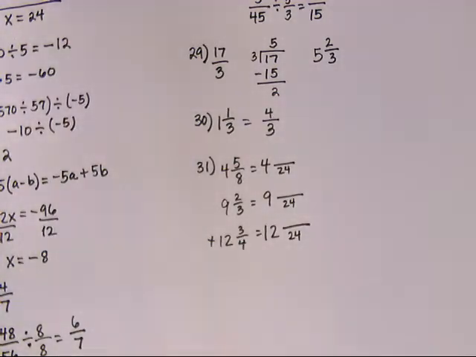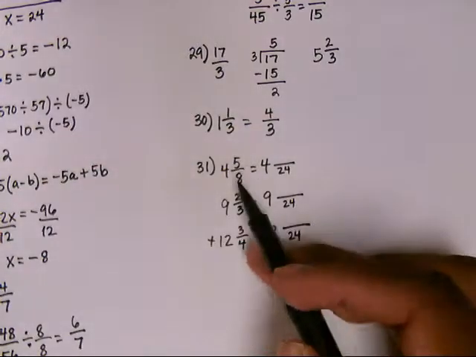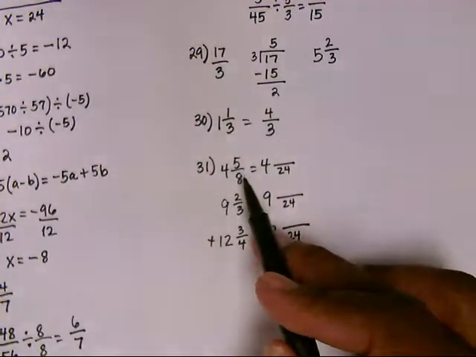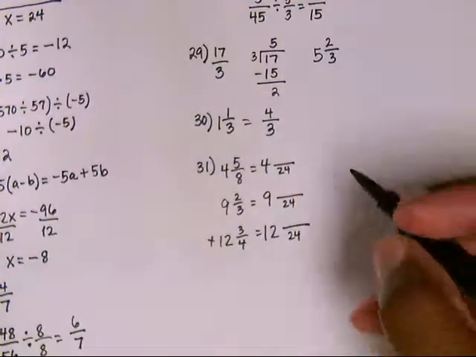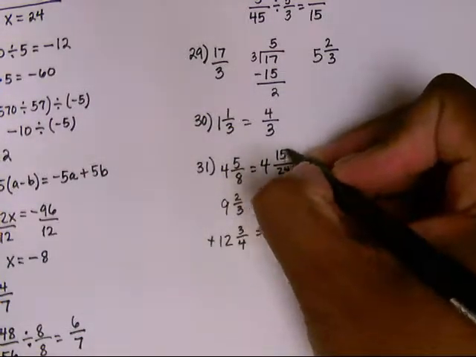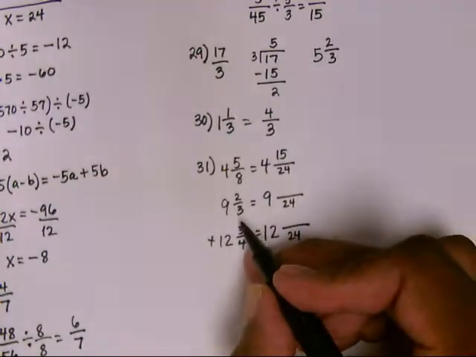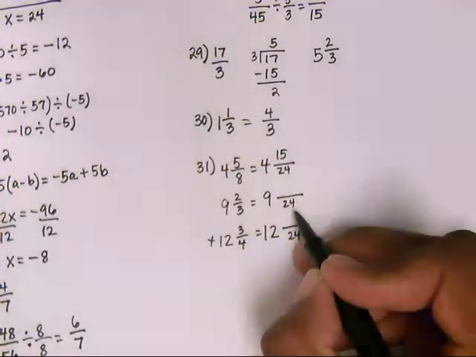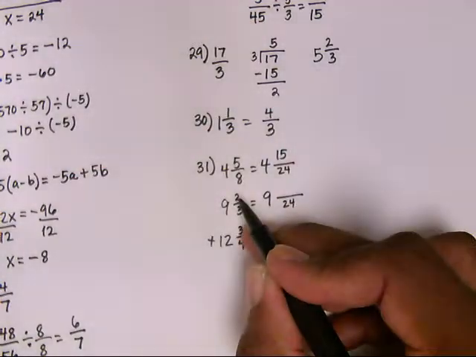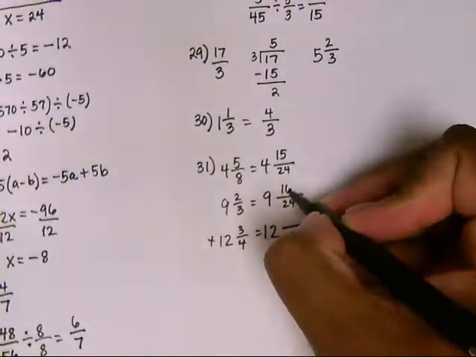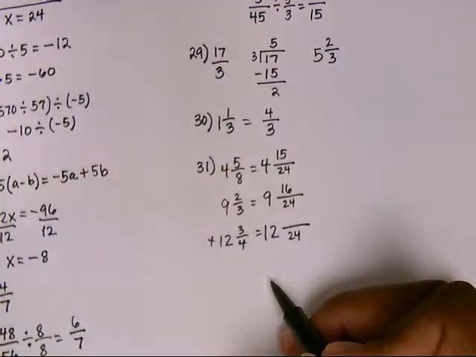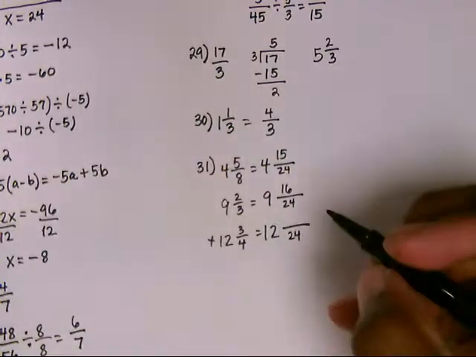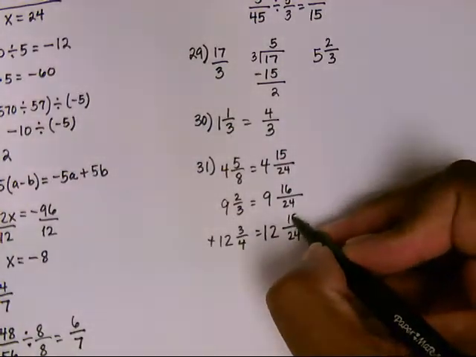Alright, let's write equivalent fractions. Starting with this one, 8 goes into 24 3 times. 3 times the 5 that's on top, that's 15. And here, 3 goes into 24 8 times. 8 times the 2, that's 16. And this next one, 4 goes into 24 6 times. 6 times 3, 18.